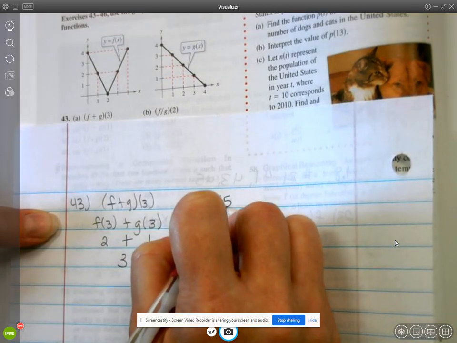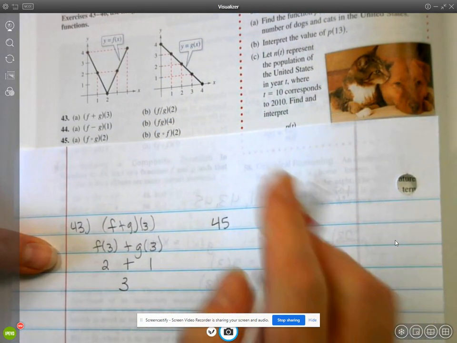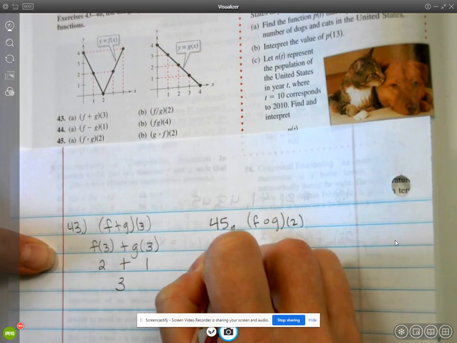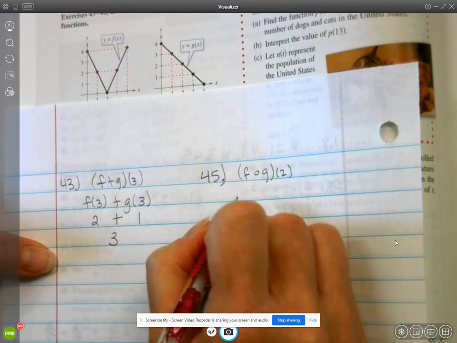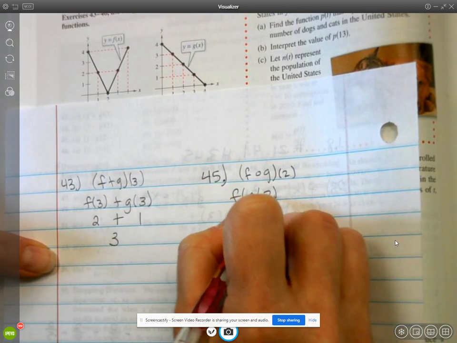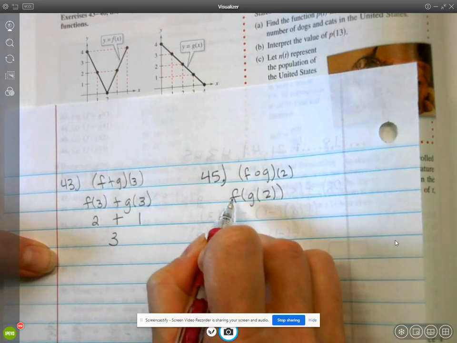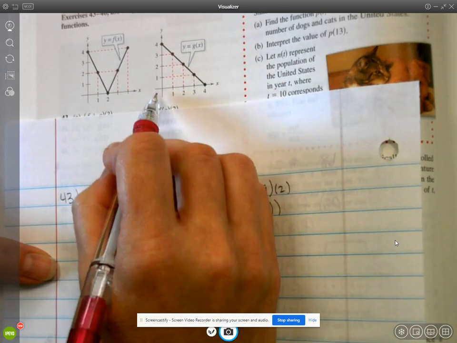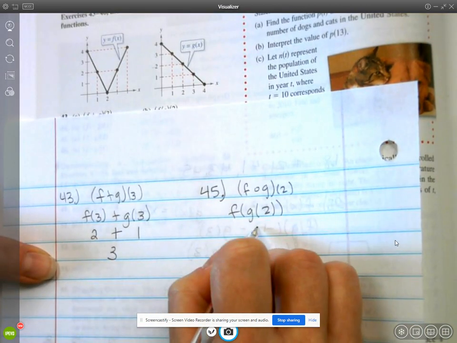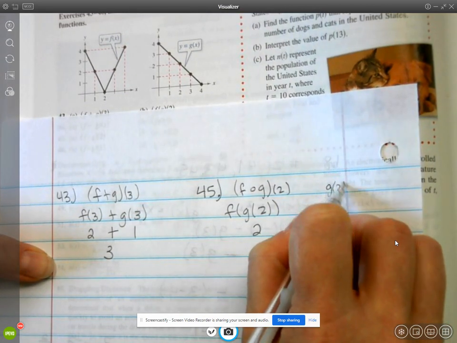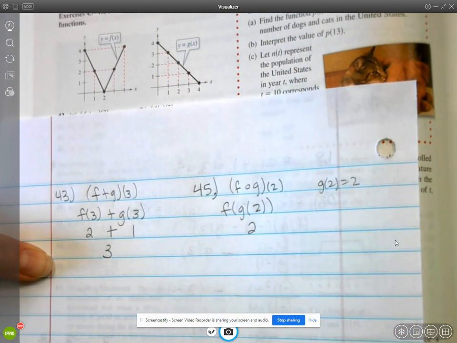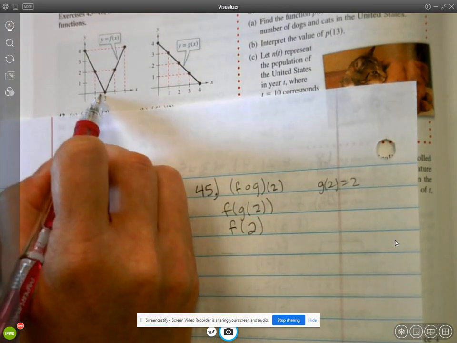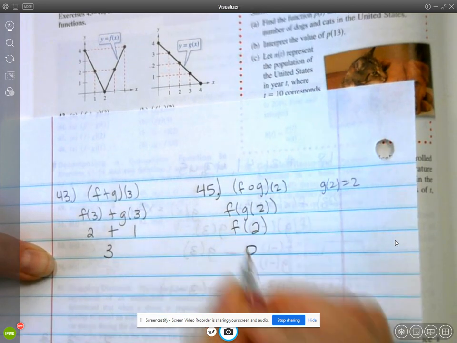For 45, they're wanting f of g of 2. So remember that you can write that like this, which means you need to figure out g of 2 and then plug it into f. So if we figure out g of 2, here's our g function. X is 2, that means y is 2. So we figured out that g of 2 is 2. So I replaced it, and I'm going to find f of 2 now. So 2 gives me 0 as a y value. So 0 is my answer.